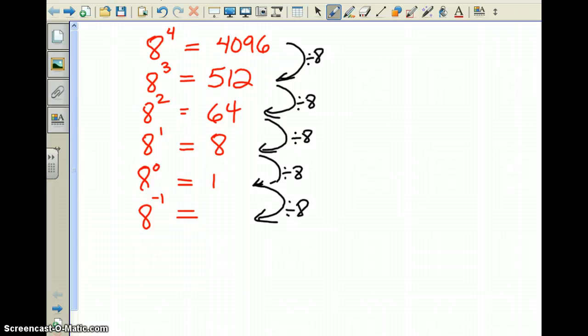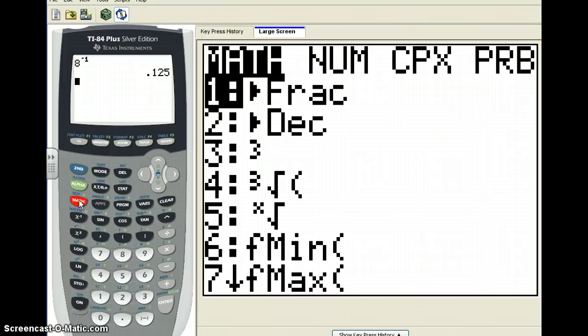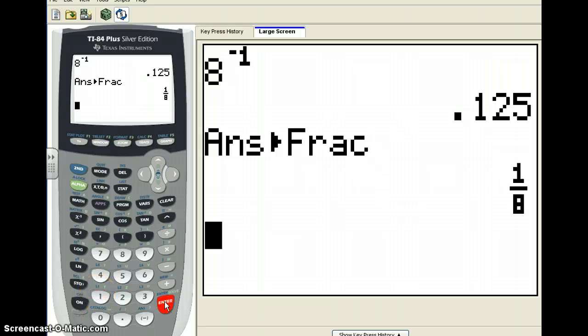So 8 to the negative 1 power is going to be my previous answer of 1 divided by 8, which is a fraction, 1/8. Or if I take my calculator and do 8 to the negative 1 power, there it is as a decimal. And when I math frac that, there's my 1/8.